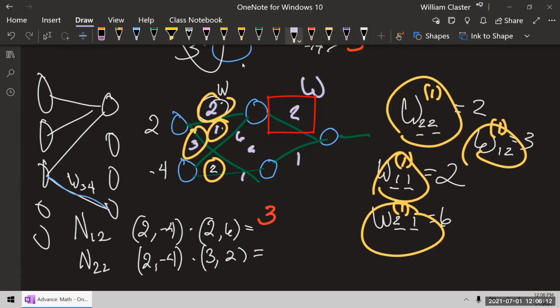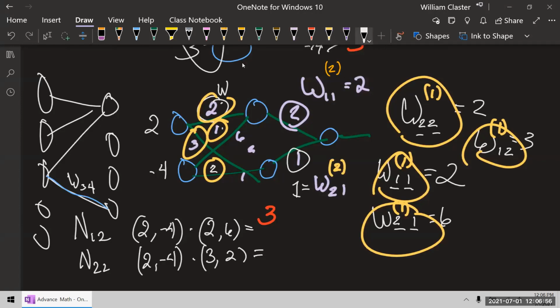So this one goes from 1 to 1, W11, and that is in layer 2. Okay, so this one is equal to 2, right? Here's a 2. Okay, and then this one, this is called what? W21, and this is in layer 2. Okay, so that is equal to what? To 1. This value here is 1.